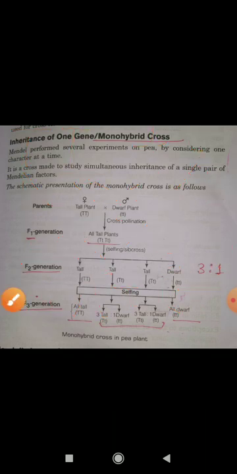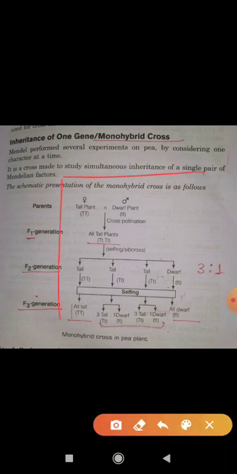Which type of plants will form in the first filial generation? Tall plants with heterozygous condition. Why heterozygous condition? Because there is a blending of genes. Clear? So if I make the Punnett square of it, how will it look? This is known as the Punnett square.